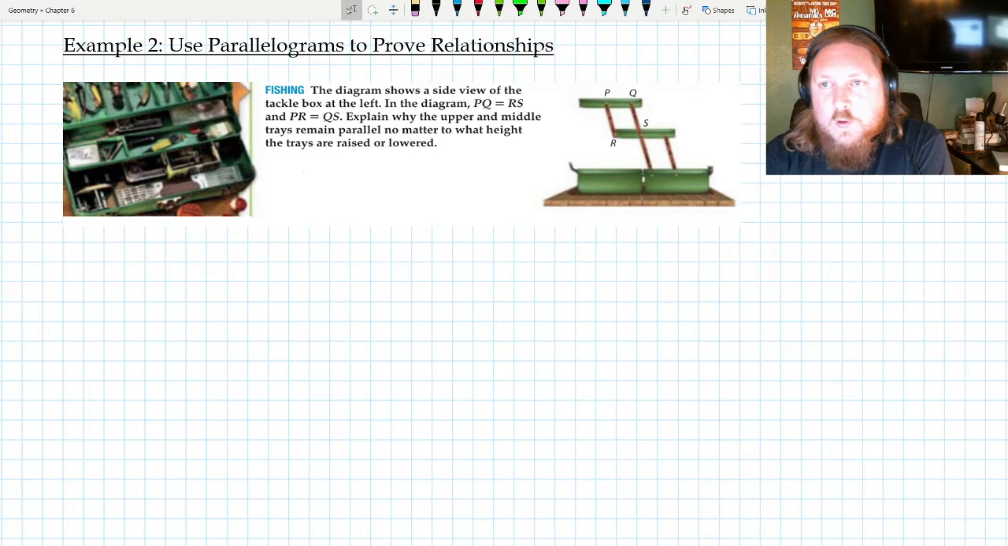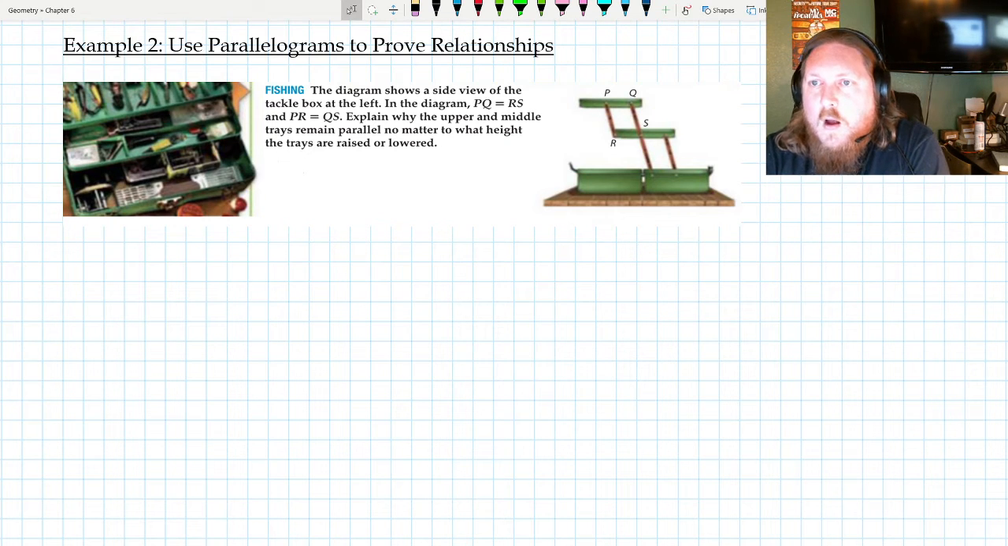Example 2. Use parallelograms to prove relationships. So we are going to draw a proof here. The diagram shows the side view of a tackle box.